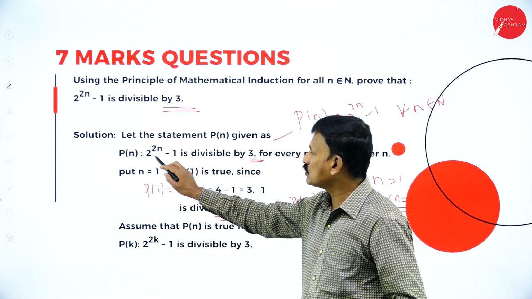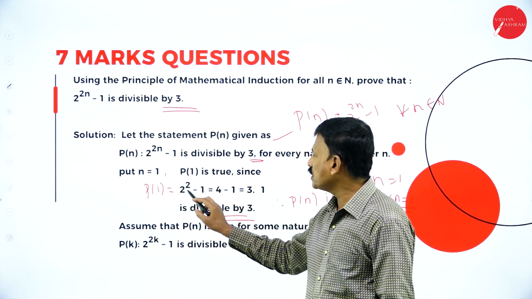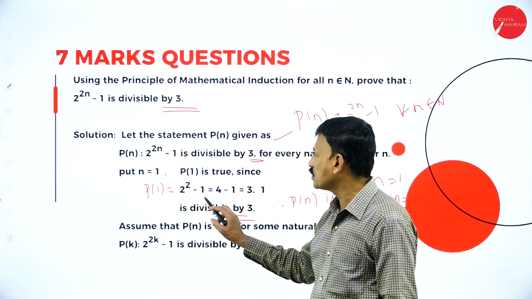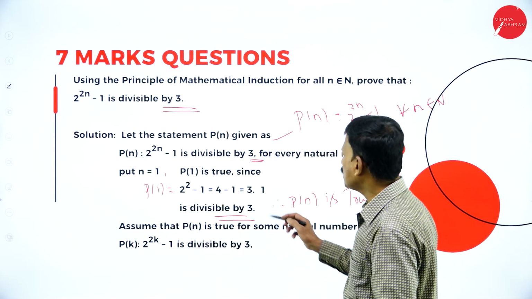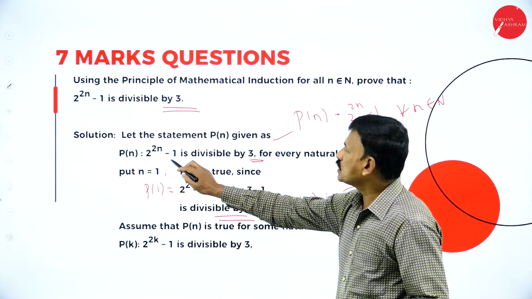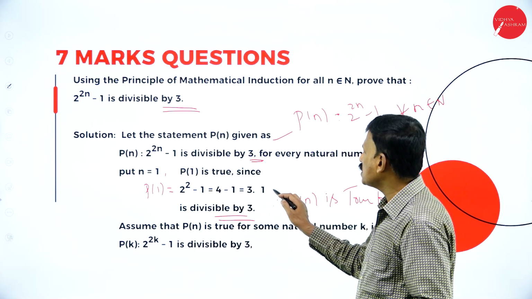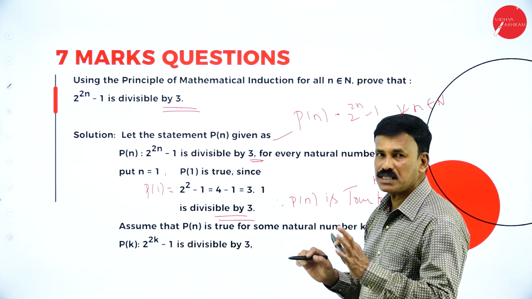If you put n is equal to 1, 2 to the power of 2 into 1 is 2 squared. 2 squared minus 1. 2 squared is 4, 4 minus 1 is 3. So 3 is divisible by 3. That means this can be written as 3 into 1. So therefore, 2 to the power of 2n minus 1 is divisible by 3 when n is equal to 1. That means the statement is true for n is equal to 1.